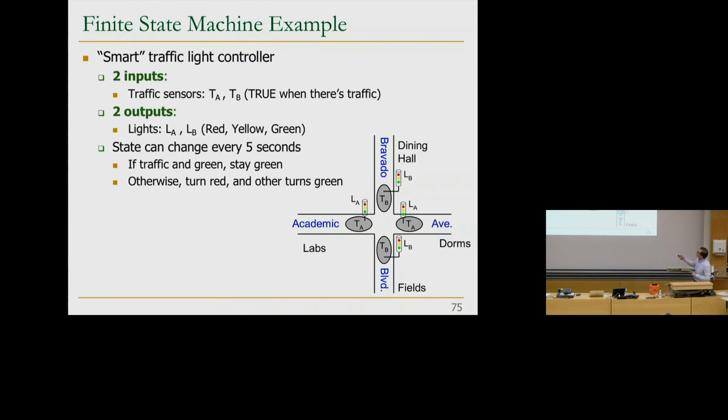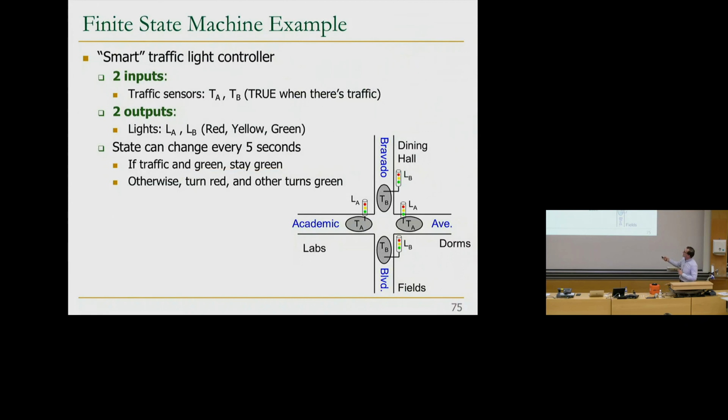Basically, each light has traffic sensors, on Academic Avenue and on Bravado Avenue. And these traffic sensors give you true when there's traffic on the avenue. So you have 2 sensors. And each light has outputs, basically red, yellow, green.